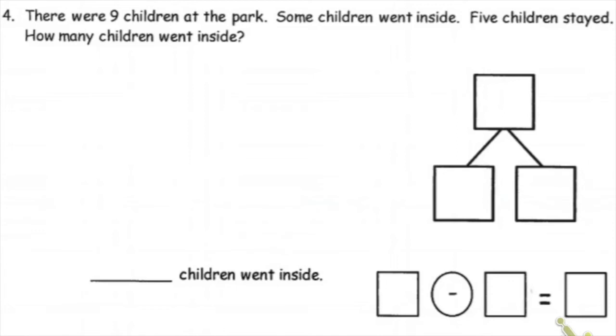All right, boys and girls, let's check our work. Number 4 says there were 9 children at the park. Some children went inside. 5 children stayed. How many children went inside?